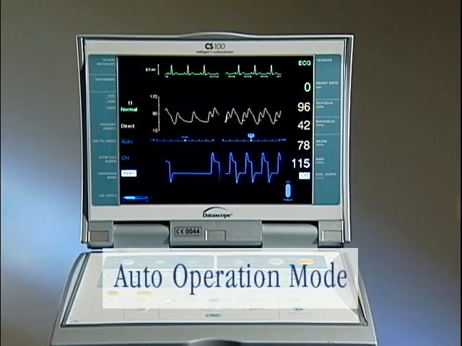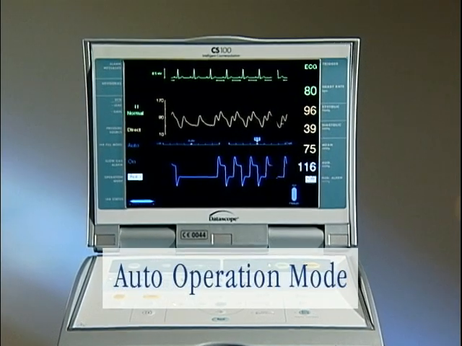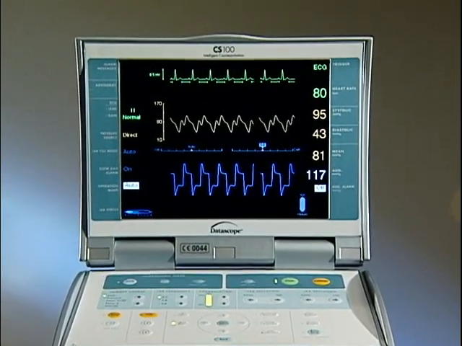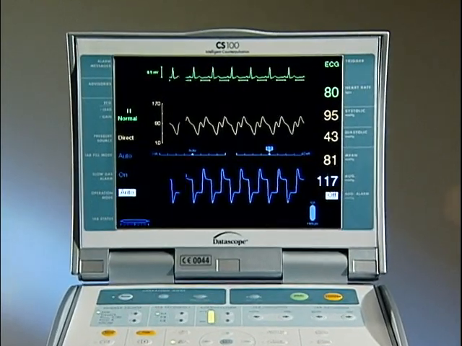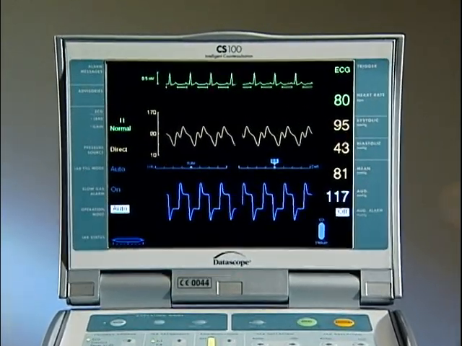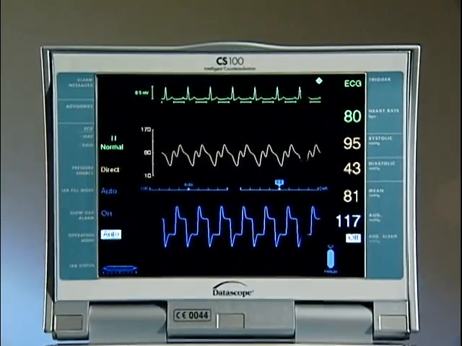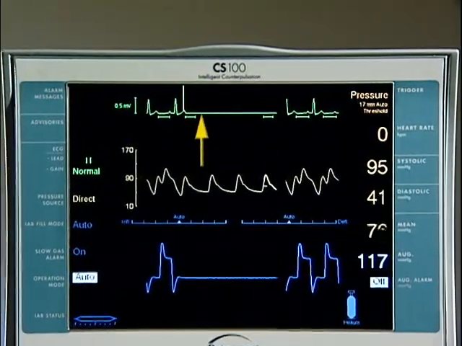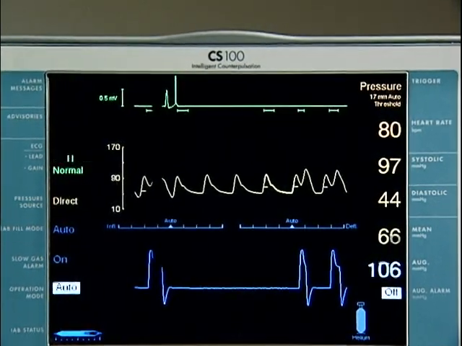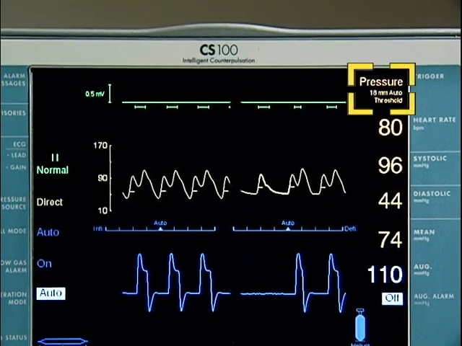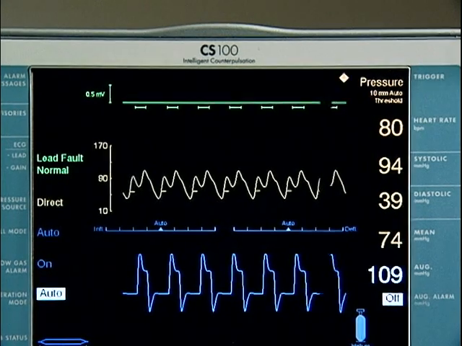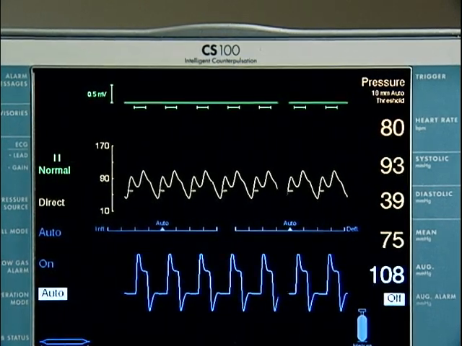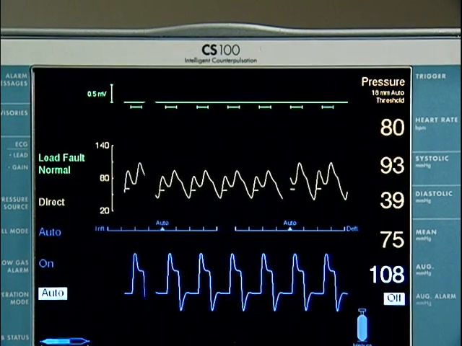When the auto operation mode is selected, all aspects of IABP operation are automated. The CS100 automatically selects the best available trigger source and automatically sets IAB timing. In the event of a loss of trigger source, that is, a lost ECG lead, the CS100 will sequentially search for the next best available trigger source and then reset timing accordingly. Timing is continuously assessed and is reset if the patient's heart rate or rhythm changes.